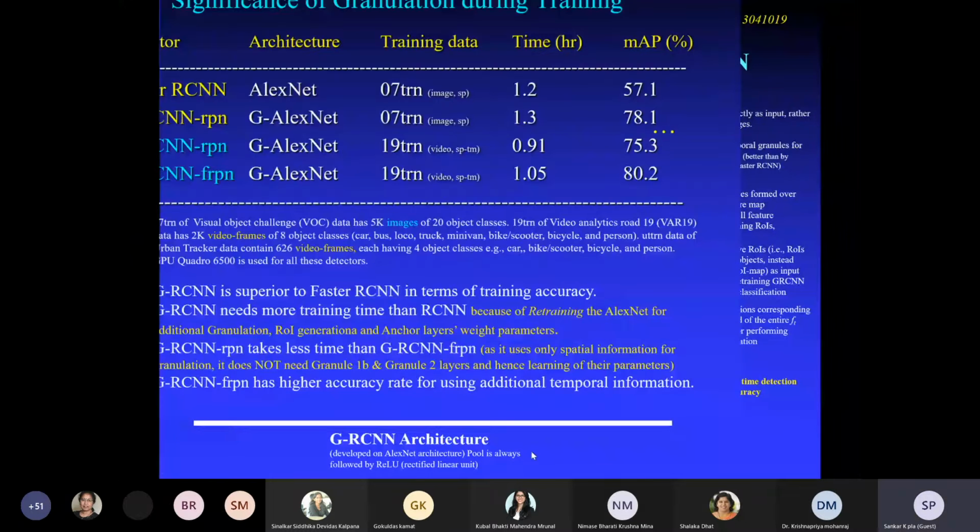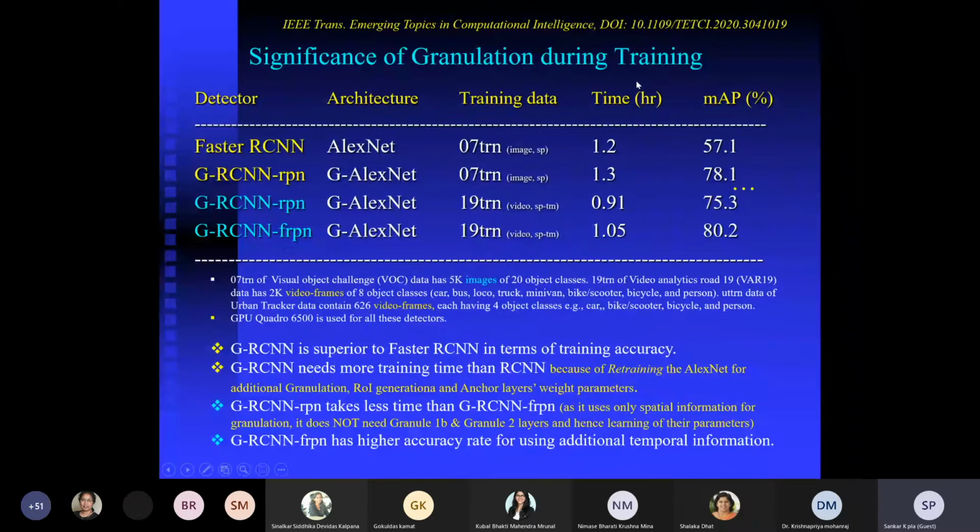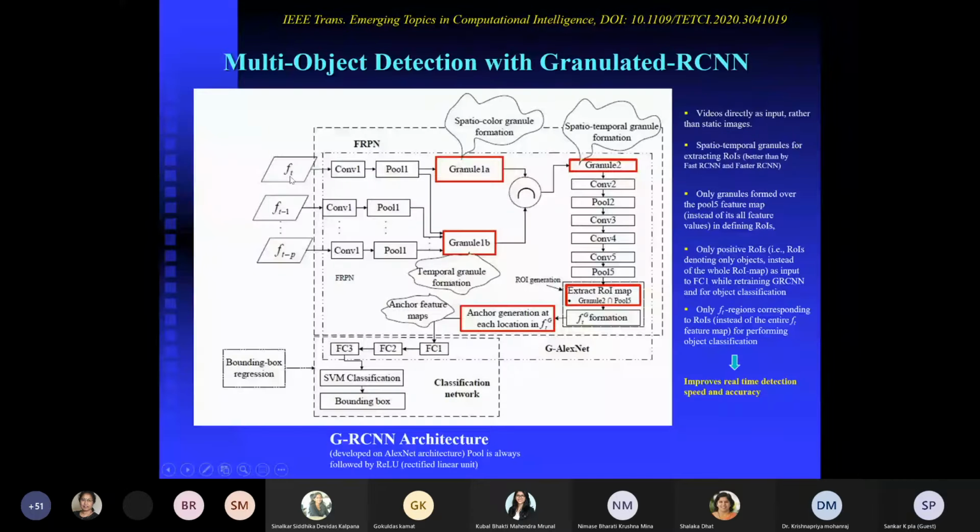So, some results: significance of granulation during training. I take the faster RCNN and then the granulated RCNN, and I take RPN, because when I take only the granular RPN, I call it GRPN. When I take the temporal information, I consider it FRPN. Obviously, it is expected that if I take temporal information, it will give a better result.